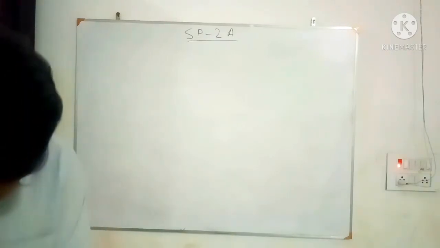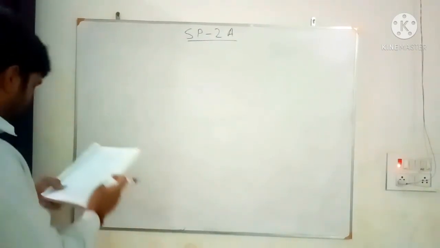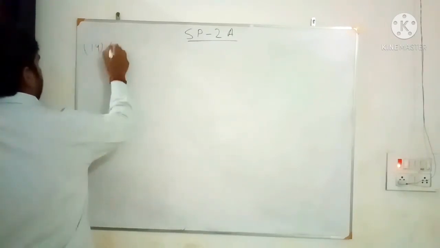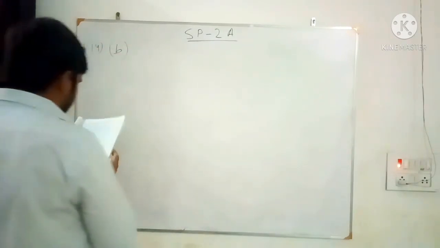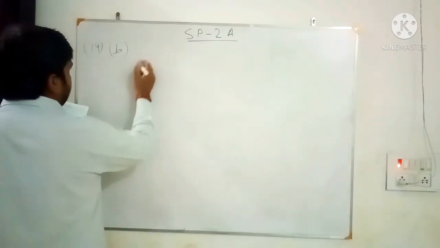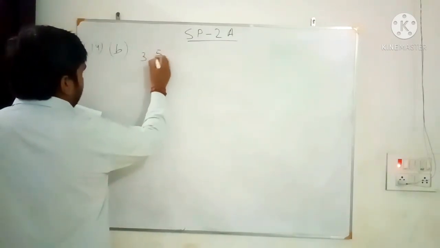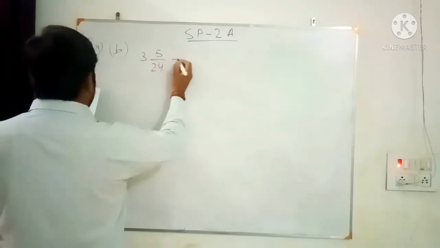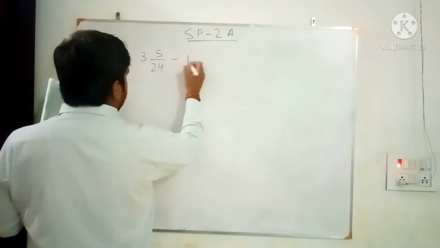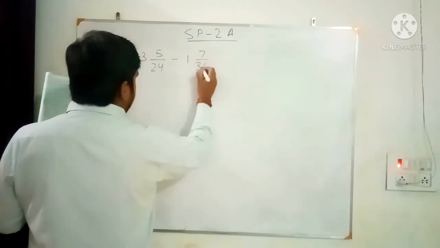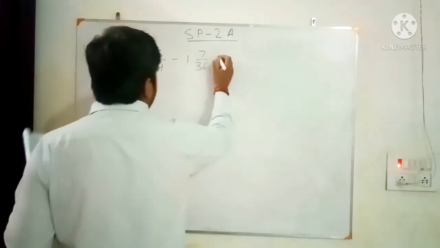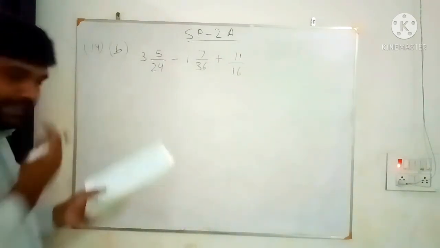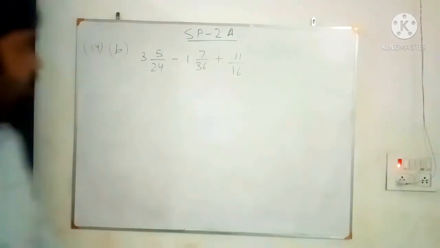Now we move to question number 14, 14b: 3 5 by 24 minus 1 7 by 36 plus 11 by 16. This question we have to solve.